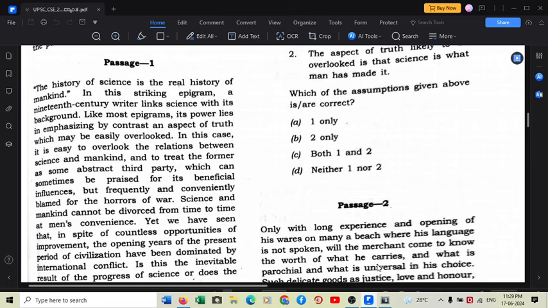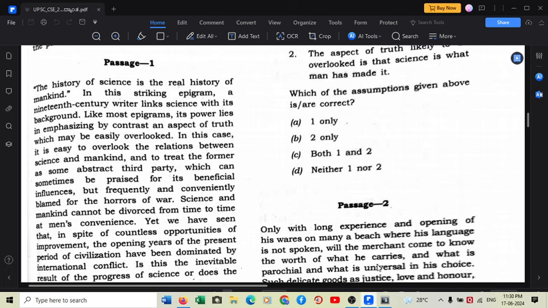Definitely the author is talking about the importance of science, which is the real history of mankind. In this striking epigram, a 19th century writer links science with its background. Another thing I'll tell you: whenever you begin a passage, make sure you read the first few lines very carefully, because that sets the tone for the passage. Like most epigrams, its power lies in emphasizing by contrast an aspect of truth which may be easily overlooked.